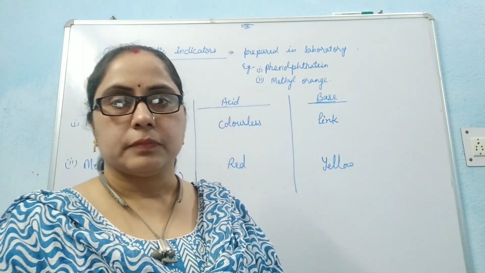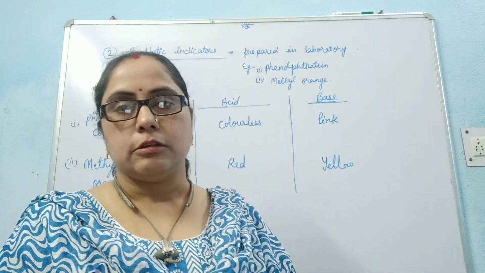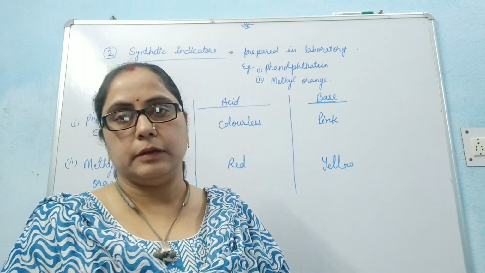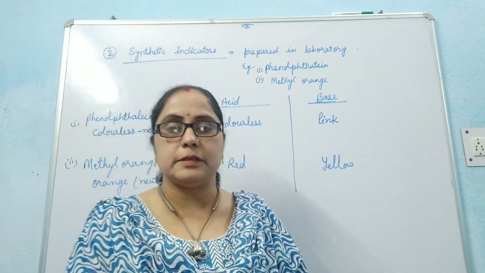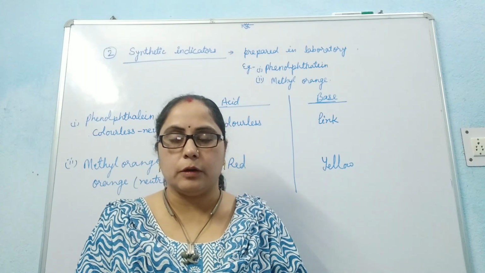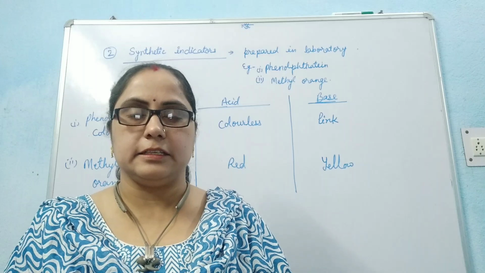So these are the synthetic and natural indicators which change color when put in an acid or basic solution. They help us to detect whether a given compound or solution is acidic or basic in nature.